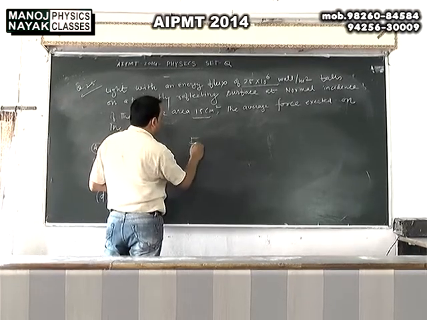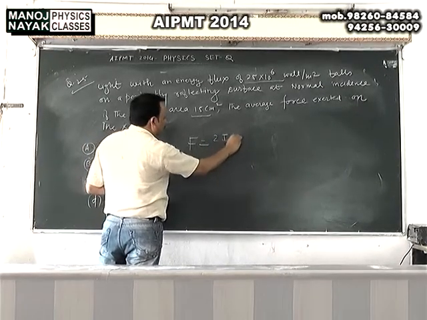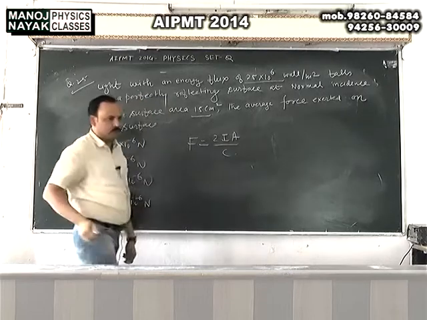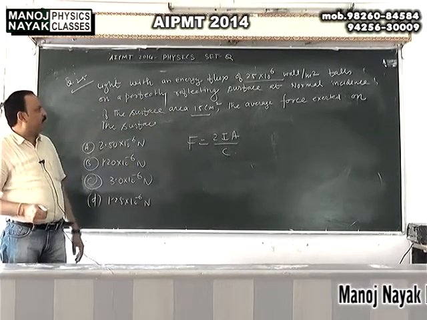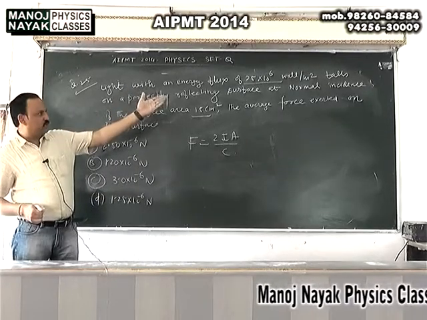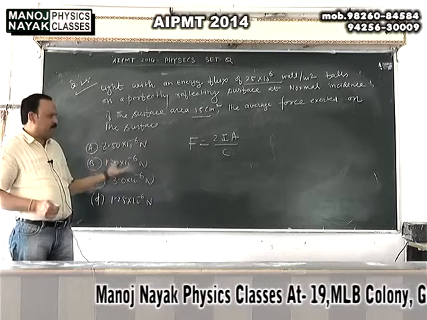एवरेज फोर्स आप जानते हैं, F इक्वल टू क्या होता है? 2IA डिवाइड बाय C. ओके, A इज एरिया, C इज वेलोसिटी ऑफ लाइट, I is energy flux which is given 25 into 10 to the power 6. Put this value and get the answer.